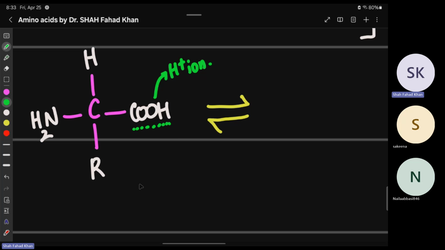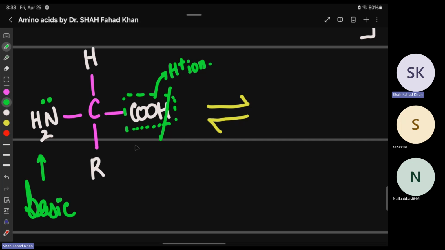Okay. Now, this part is going to lose an H positive ion because it's the acid part, and acids donate protons. So hydrogen will be lost from here and removed in the form of an H positive ion. The same H positive ion will be accepted by the basic group. This is the amino group, right? The amino group is a basic group.